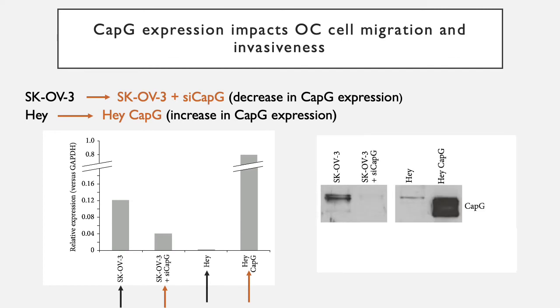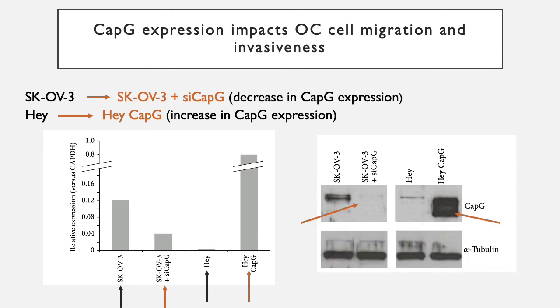CapG protein expression was also measured with the Western blot analysis. Here at the top we have our 2 original cell lines and our 2 modified cell lines. CapG silencing can be confirmed with the lack of band here, while CapG overexpression in the modified Hay cell line can be confirmed with this larger band present here. Additionally, alpha-tubulin was utilized as a control, confirming equal protein quantities in each sample.